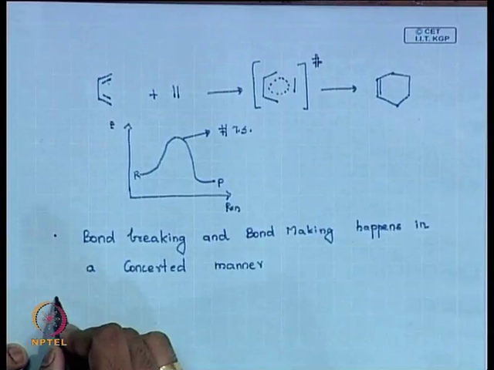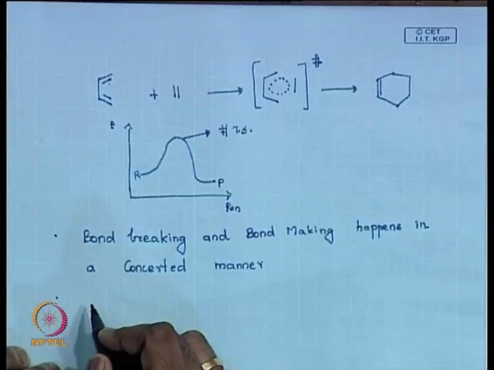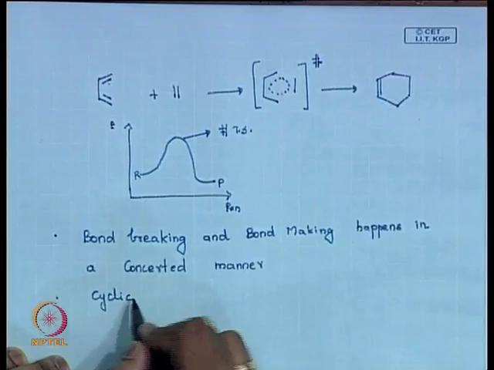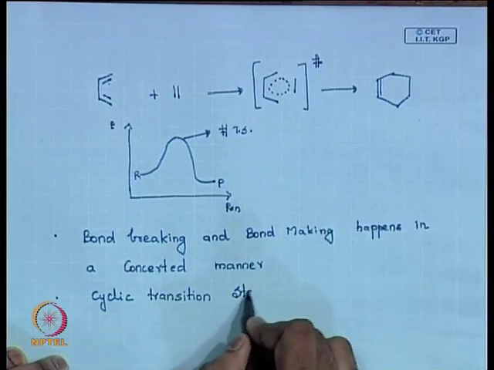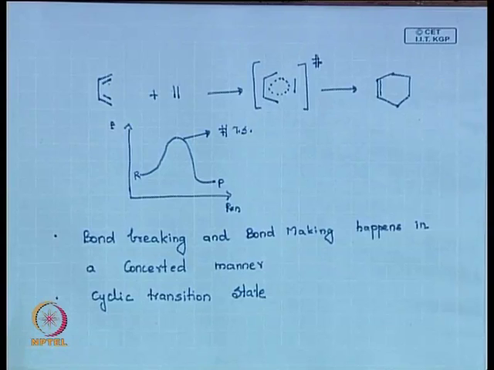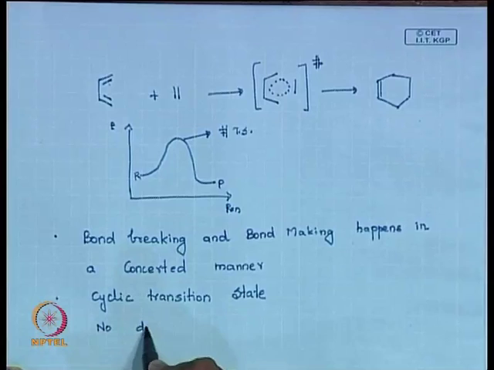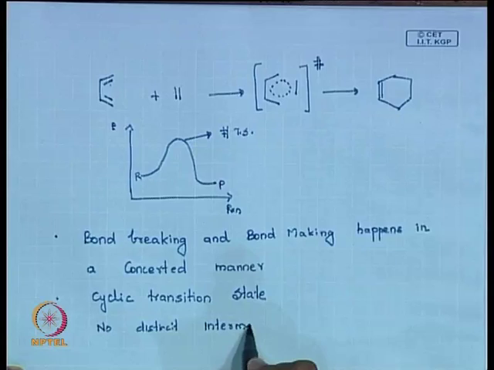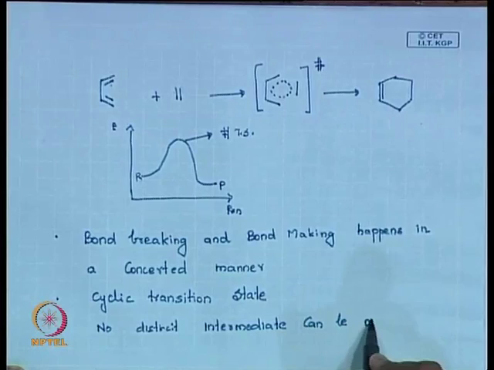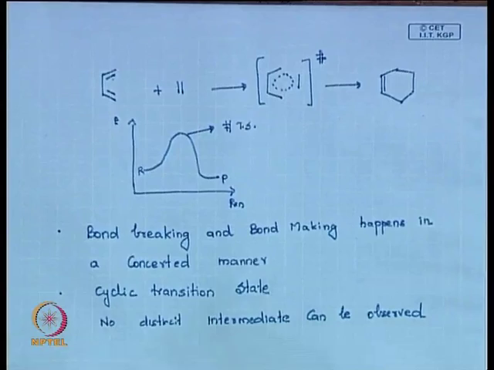The second part is that your pericyclic reaction goes through a cyclic transition state. And the third is that no distinct intermediate can be observed. These are the three important things which you know about pericyclic reactions. So that is how you can define a pericyclic reaction.